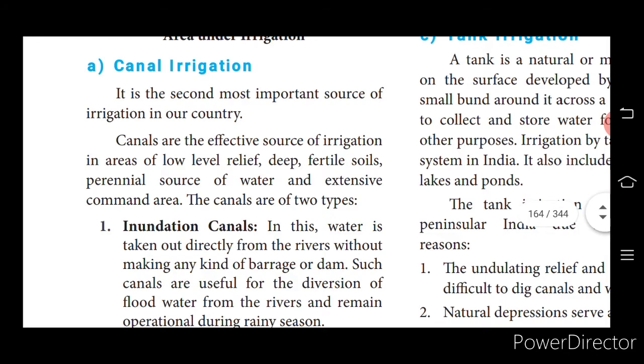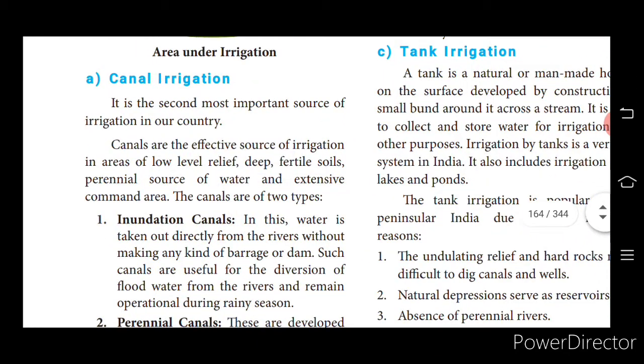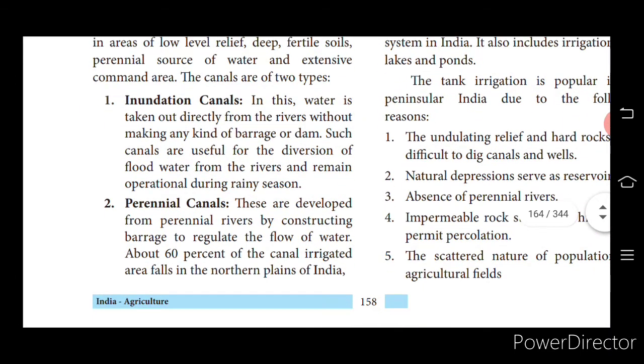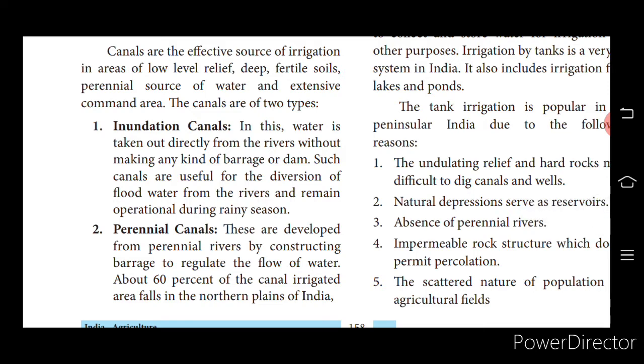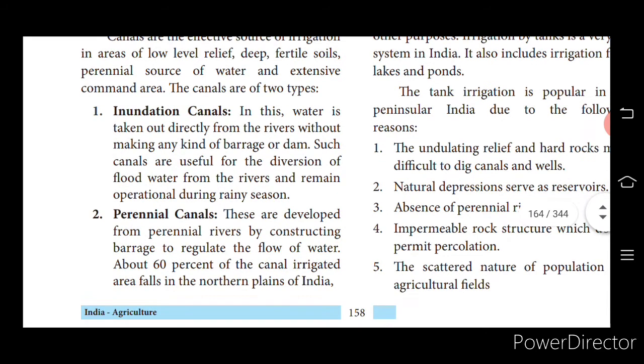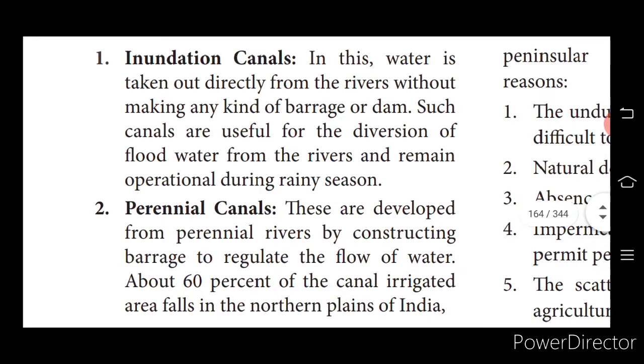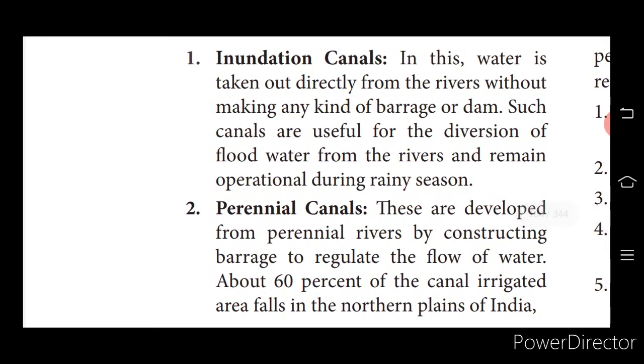Now coming to the canal irrigation. Canal irrigation is the second most important source of irrigation in our country. Under that, inundation canals and perennial canals have been distributed. I'll tell you what you mean by inundation canals. In this, water is taken out directly from the rivers without making any kind of barrage or dam. Such canals are useful for the diversion of flood water from the rivers and remain operational during rainy season. That is called the inundation canals, directly taken from the rivers without making any kind of barrage or dam.